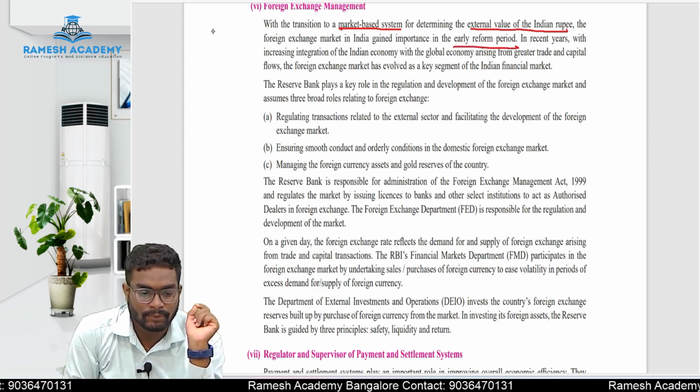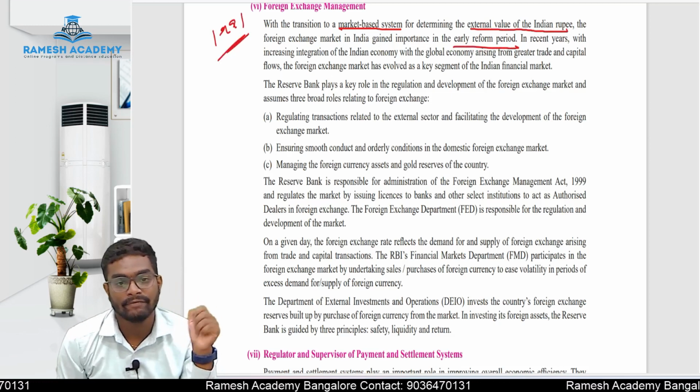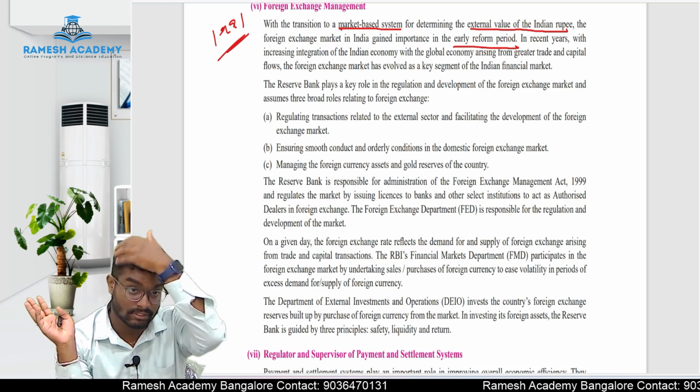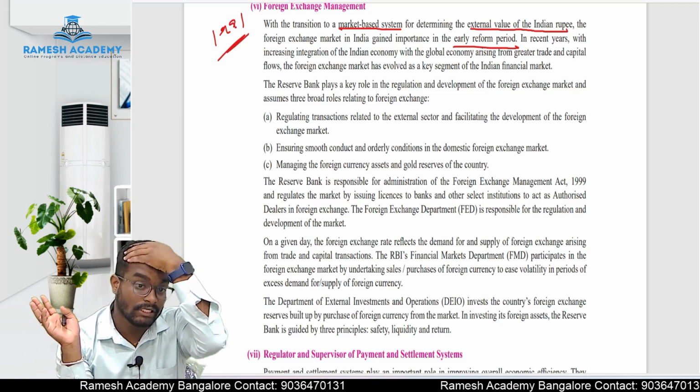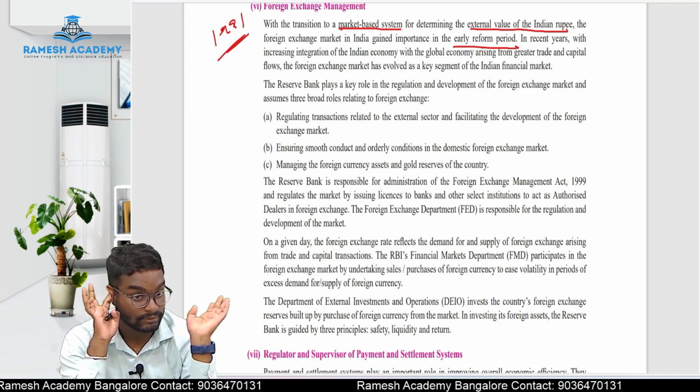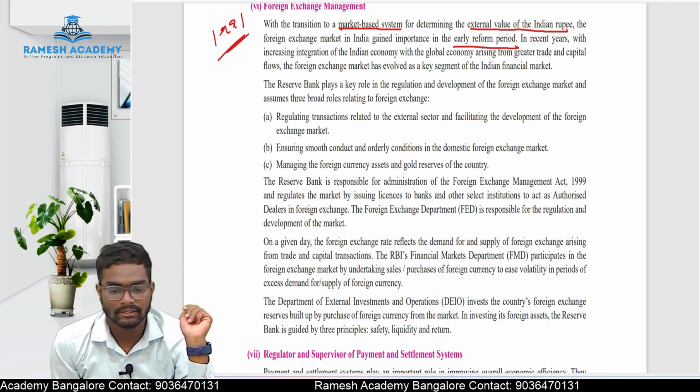So this reform period which they are referring to is 1991, when India opened the gates to all the foreign entities to establish their companies in India. So it was a major reform for Indian economic development which happened in 1991.